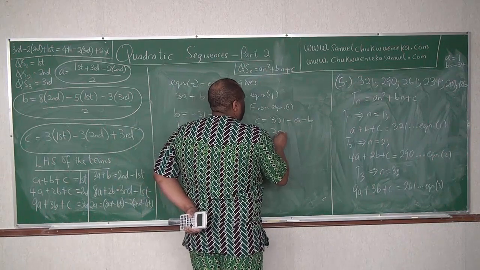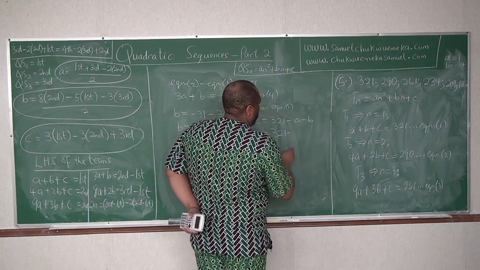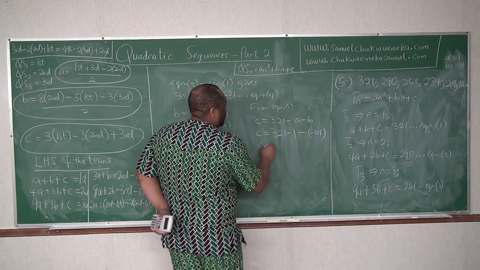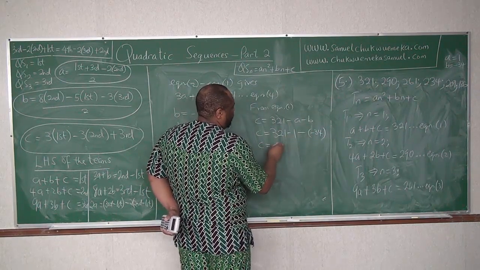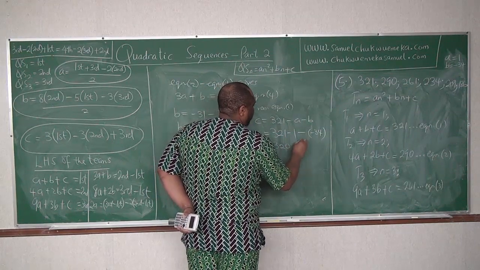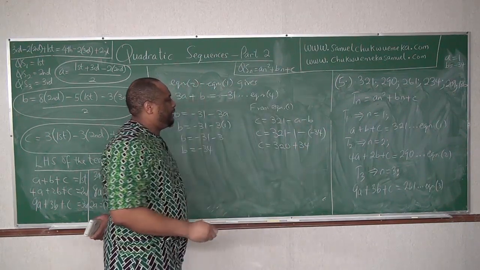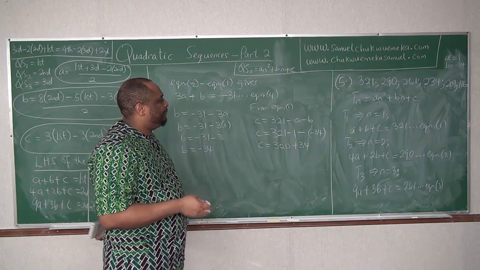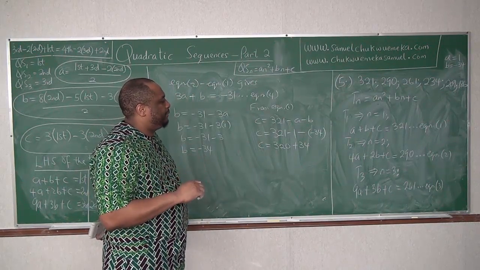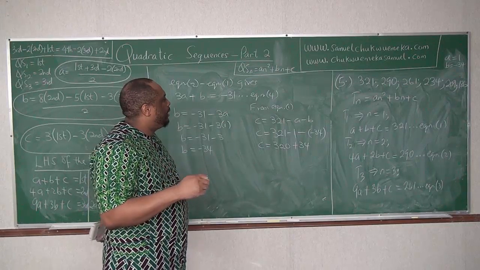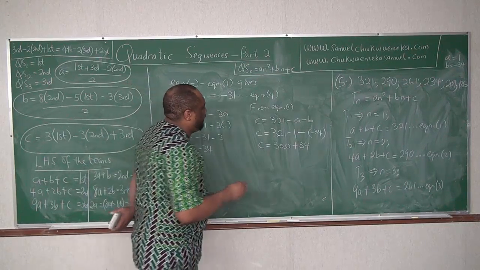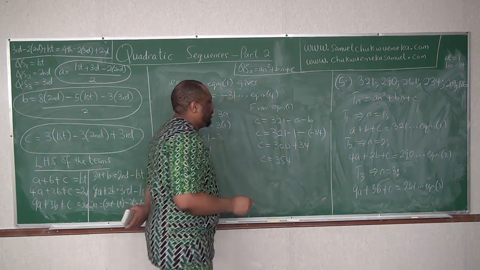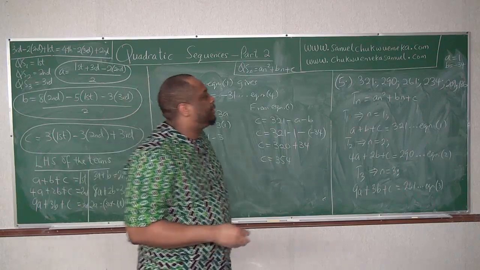321 minus a is 1 minus negative 34. So c will be 321 minus 1 is 320, plus 34. It still follows PEMDAS, order of operations. That's fine. Addition and subtraction from left to right. So this will give us c is 354. So c is 354.